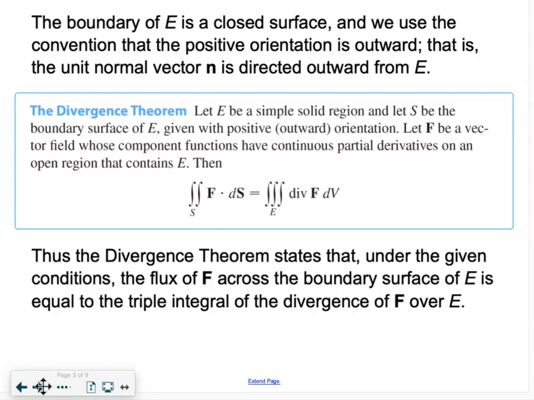Divergence is the dot product of the partials with your vector components. So it's really like if you take the gradient and just add the components together, essentially. All right, so that's your divergence theorem.